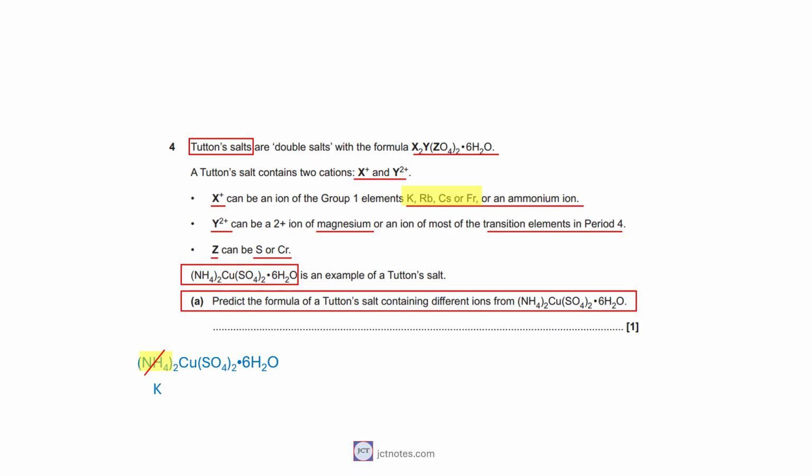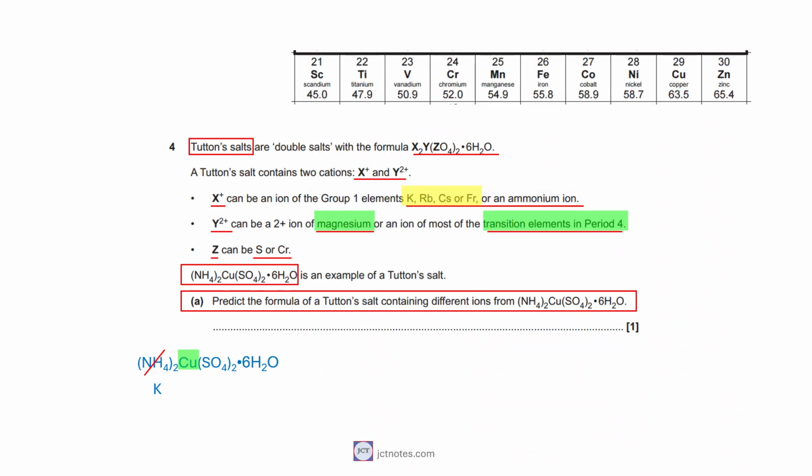For the Y2+ ion, we can replace copper with magnesium or with a 2+ ion from a period 4 transition element. I will choose magnesium. For the Z ion, we are told the options are sulfur or chromium. Since sulfur is already used in the original compound, we choose chromium instead. So, my final answer is K2MgCrO4, 6H2O.